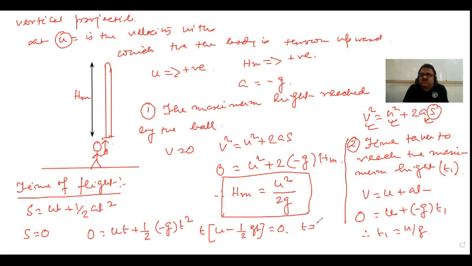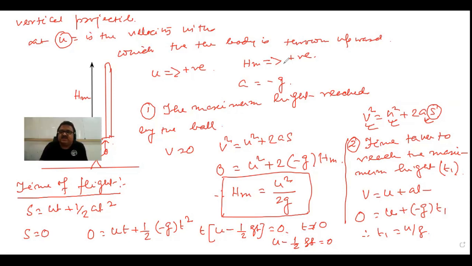Now, obviously t cannot be 0. t equal to 0 means the moment you are just throwing the ball, correct? Clear? So this cannot be the answer. So the other possibility is u minus half gt is equal to 0. Therefore, please watch carefully what I'm writing here: t is equal to 2u by g. Correct?